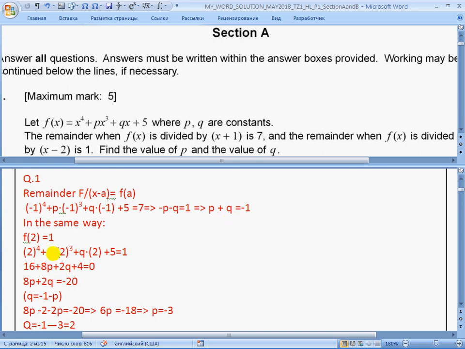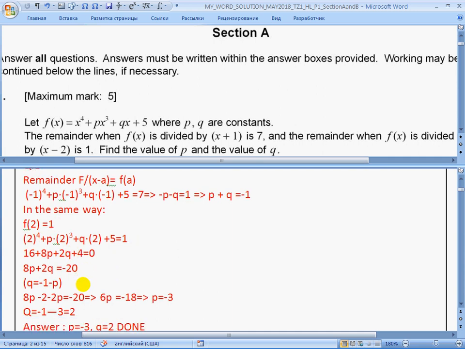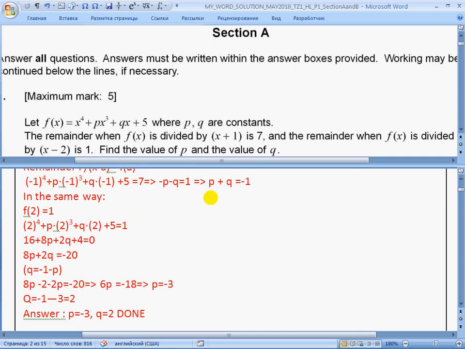In the same way, the value at 2 should be 1. We get another equation, so we can express q in terms of p. It will be minus 1 minus p. Substitute into this equation and get the value of p, then get the value of q. So the question is done.